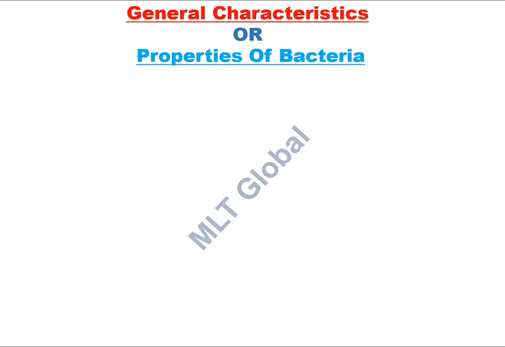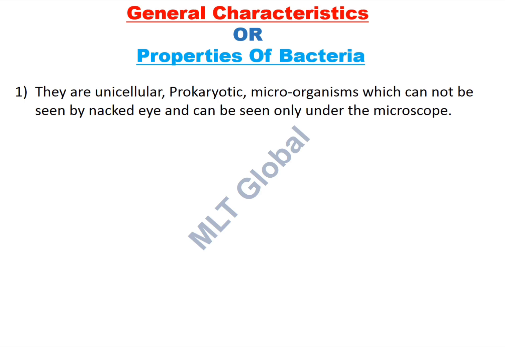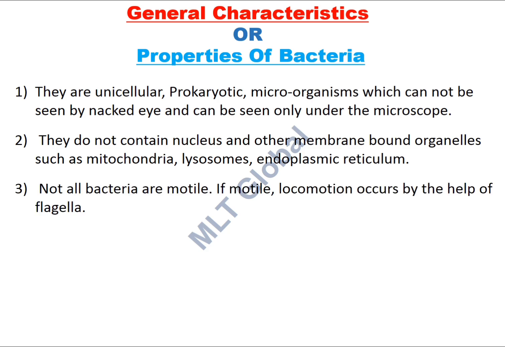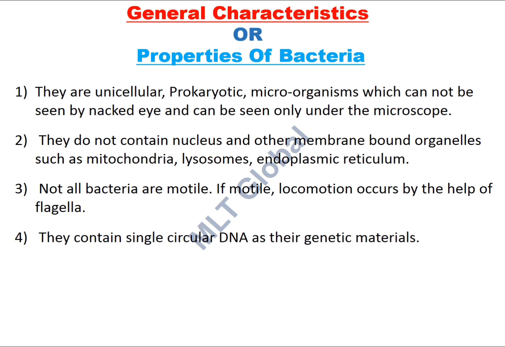General characteristics or properties of bacteria. They are unicellular, prokaryotic microorganisms which cannot be seen by naked eye and can be seen only under the microscope. They do not contain nucleus and other membrane-bound organelles such as mitochondria, lysosomes, endoplasmic reticulum. Not all bacteria are motile. If motile, locomotion occurs by the help of flagella. They contain single circular DNA as their genetic materials.